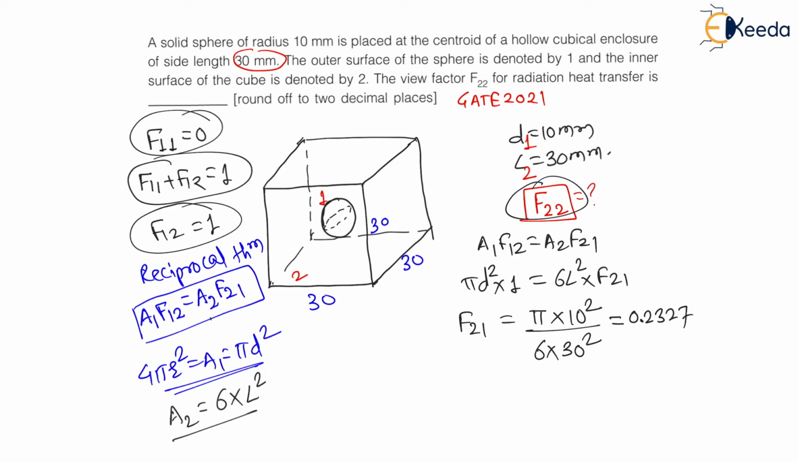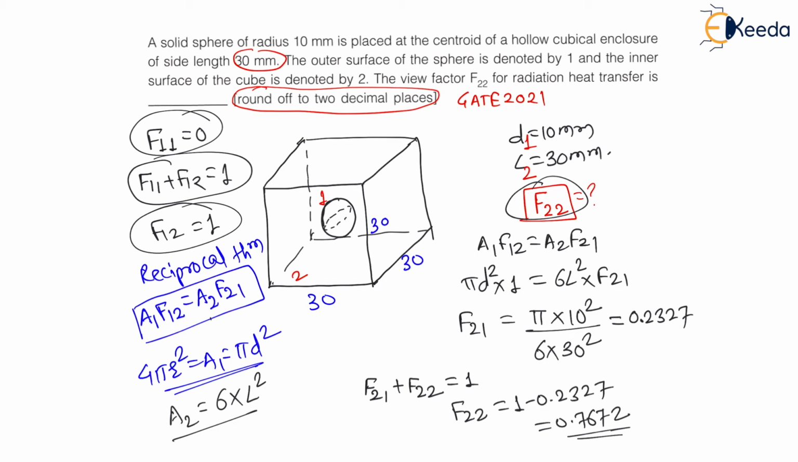Again, use the law of addition of shape factor. That is, the shape factor of any body with respect to surrounding bodies is always equal to 1. That is, the shape factor of 2 with respect to 1 plus the shape factor of 2 with respect to 2 is equal to 1. Therefore, the shape factor of 2 with respect to 2 is equal to 1 minus 0.2327, which is equal to 0.7672.